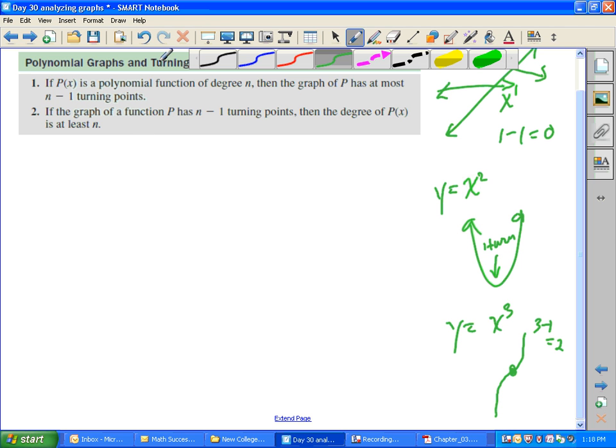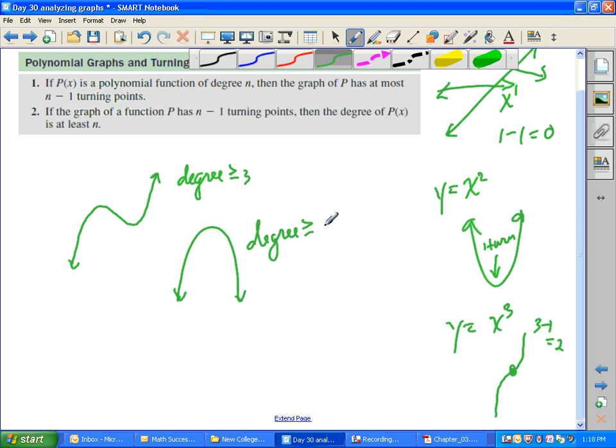Okay, if the graph of a function, this is the other part of this theorem, if the graph of the function p has n minus 1 turning points, then the degree of p of x is at least n. So if I show you a function that looks like this, well, that has 2, so this at least is a cubic. So this would have to have a degree that is greater than or equal to 3. If I show you this, it would have to have a degree that is greater than or equal to 2. And I'll tell you a little more about this in a second.